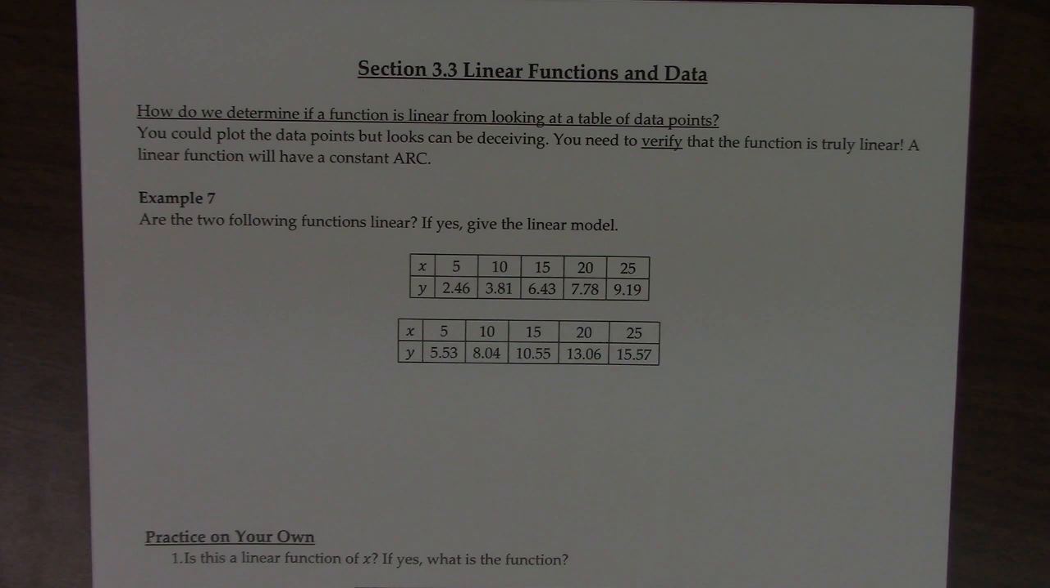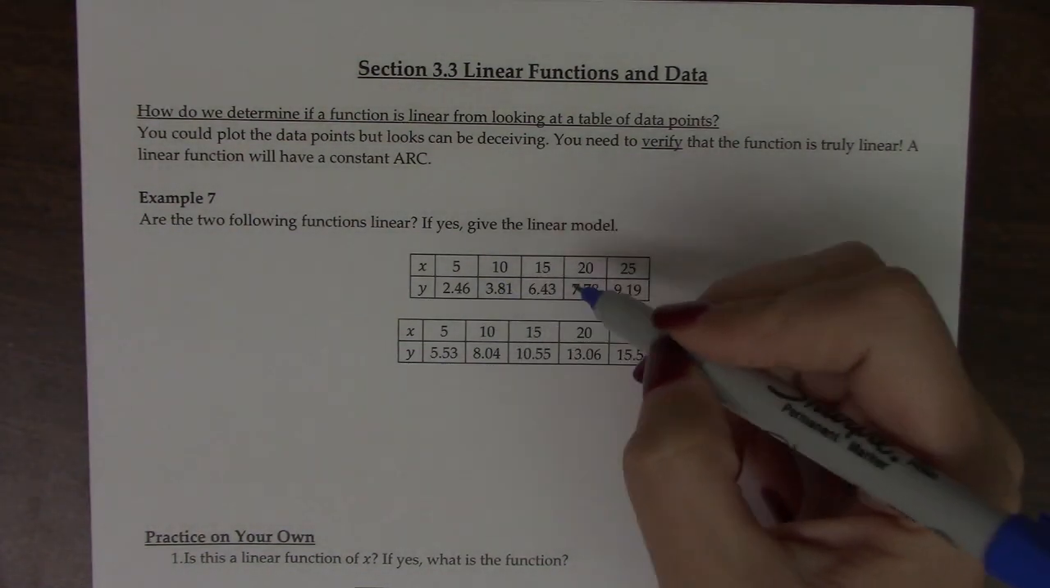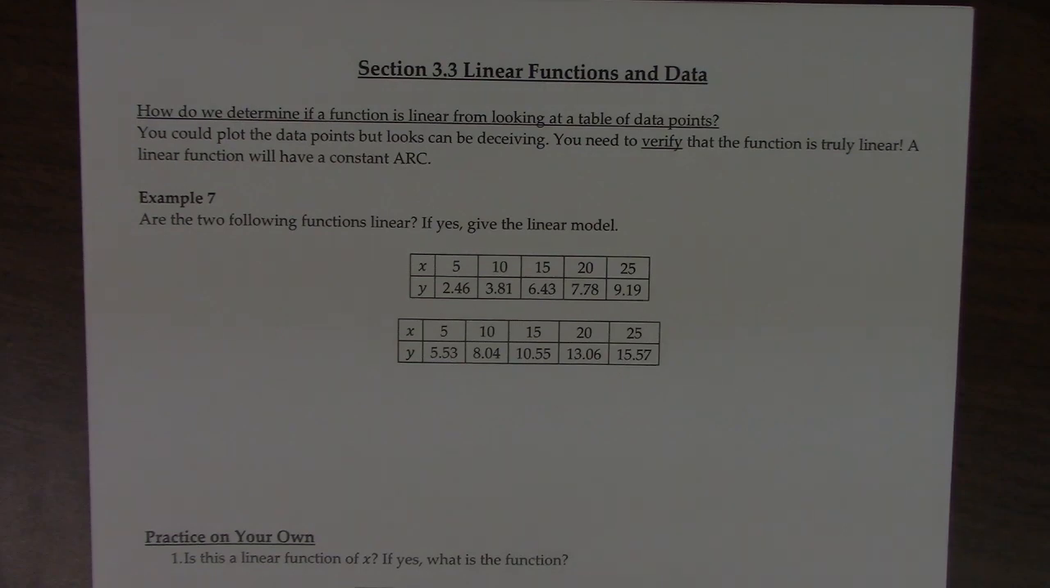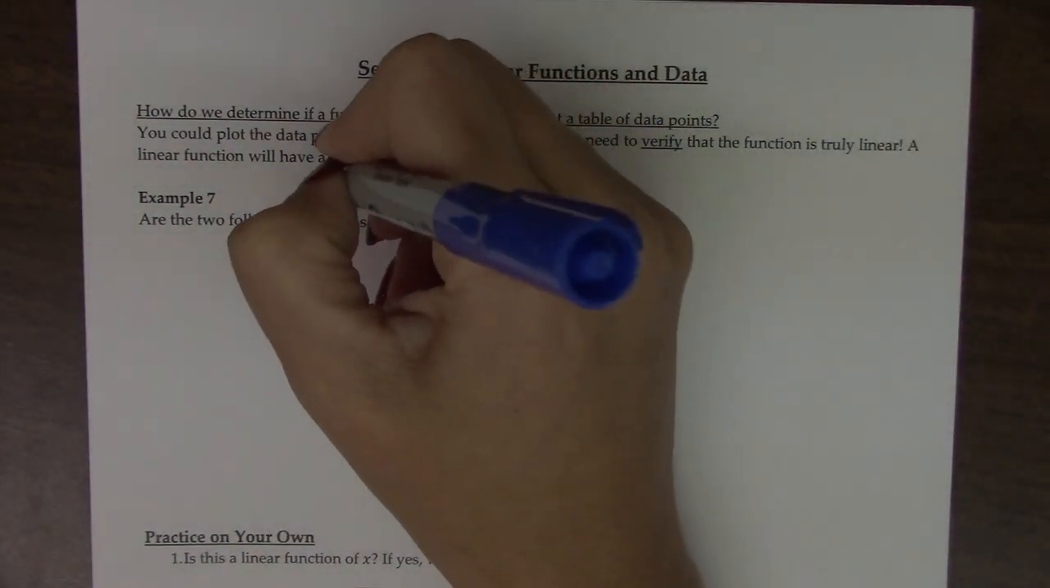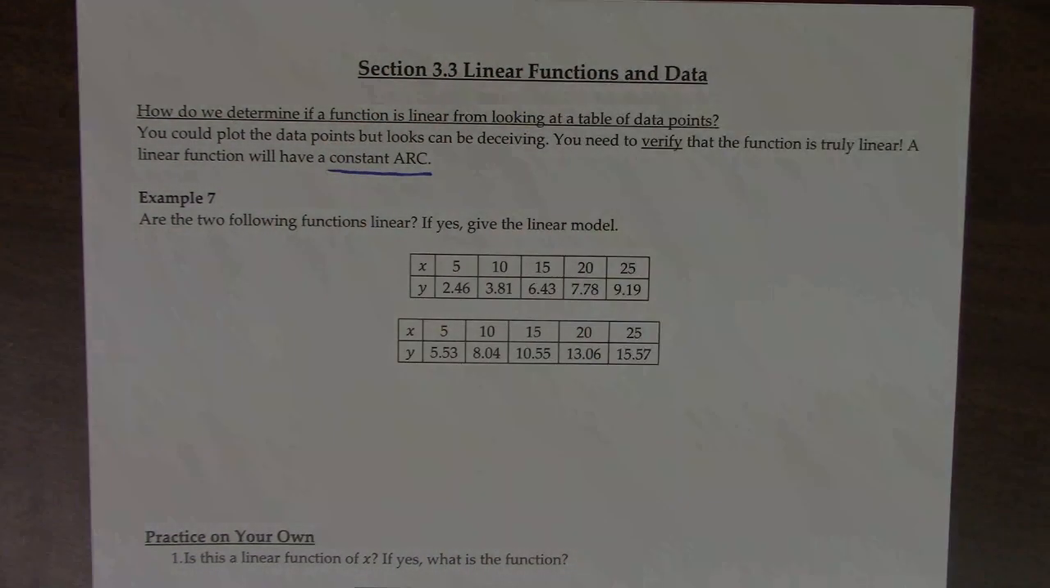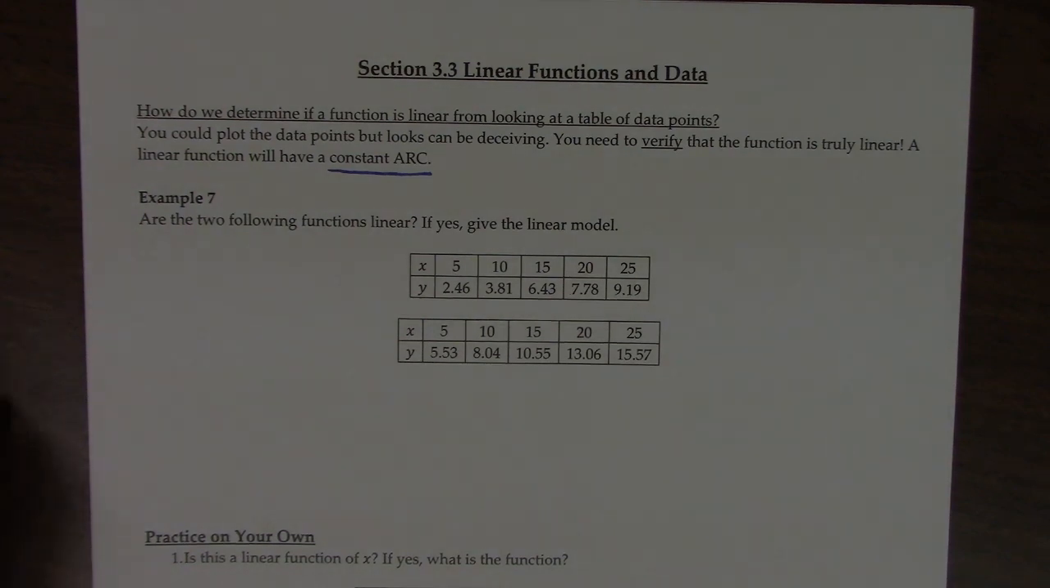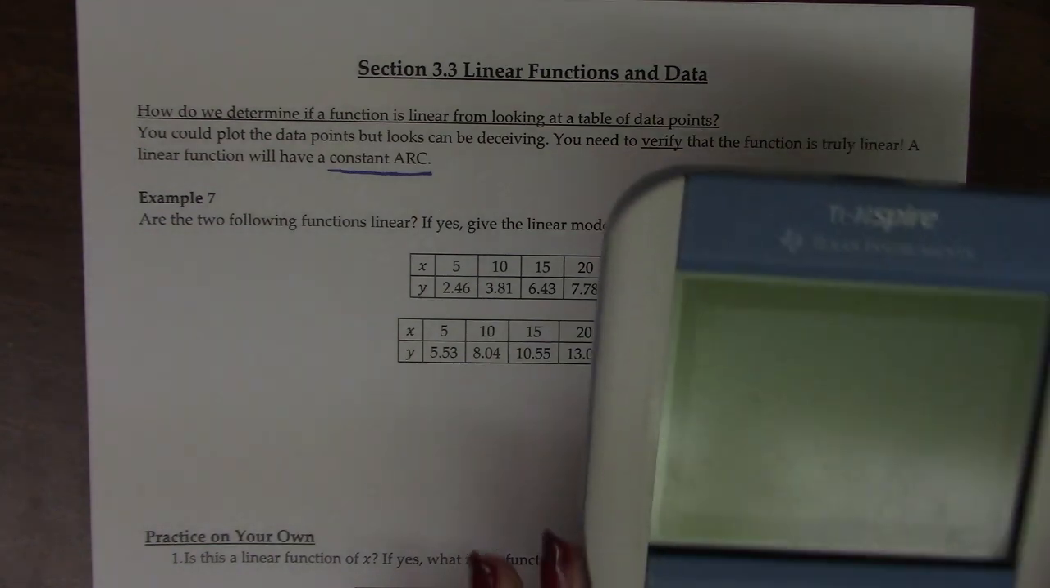If we look at this data and just try to plot these points, things can look linear and they might not actually be linear. So we actually have to verify that it's a constant ARC. One way we can do this is we can calculate these ARCs all at once, and the way we're going to do that is the following.